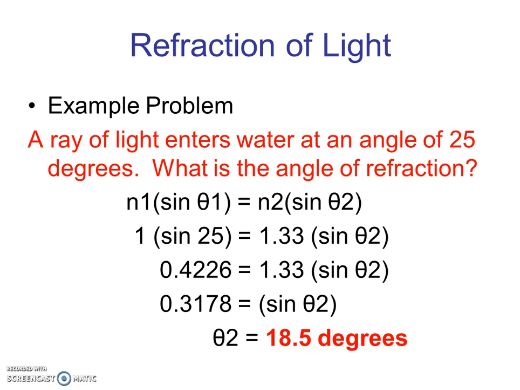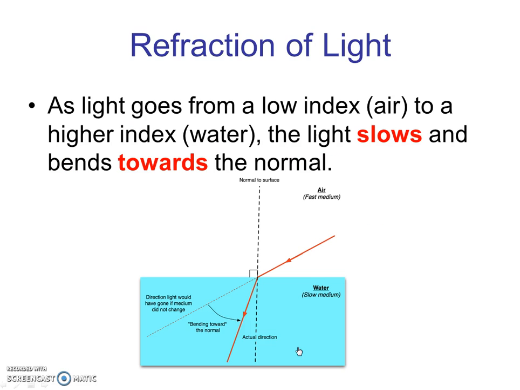Now, let's see if that makes sense. Came in at 25, came out at 18.5. The angle went down. Does that make sense? Well, your index went up. So if the index goes up, angle goes down. Inverse relationship. So that's a reasonable answer.